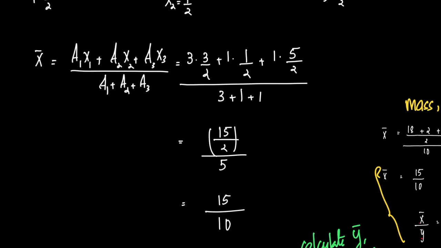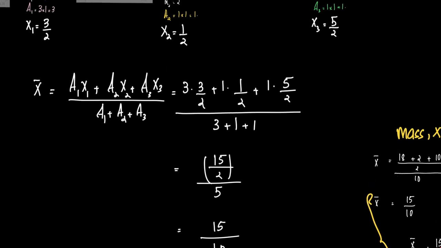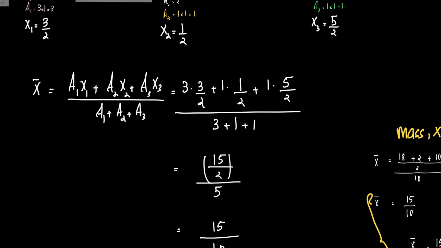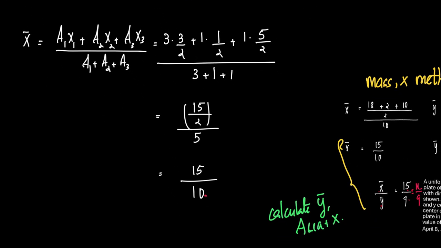Now, if we have x1, x2, and x3, and a1, a2, and a3, what is x bar equal to? x bar will be equal to a1 x1 plus a2 x2 plus a3 x3, the whole upon a1 plus a2 plus a3. What is a1? It is 3. So we have 3 into 3 by 2 plus 1 into 1 by 2 plus 1 into 5 by 2, the whole upon 3 plus 1 plus 1, which is 5. That gives 9 plus 1, 10, plus 5, 15 by 2, divided by 5, which is 15 by 10, which is 1.5, right?